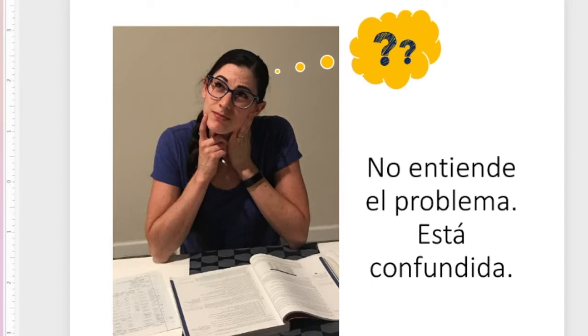No entiende el problema. Está confundida. Yes or no. ¿Está emocionada? ¿Está alegre? ¿Está triste? ¿Está confundida? No entiende el problema. ¿Está confundida o está alegre? Finish the sentence. Felipa está... Interrogative questions. ¿Cómo está Felipe? ¿Está confundida? ¿Cómo está? ¿Está emocionada?